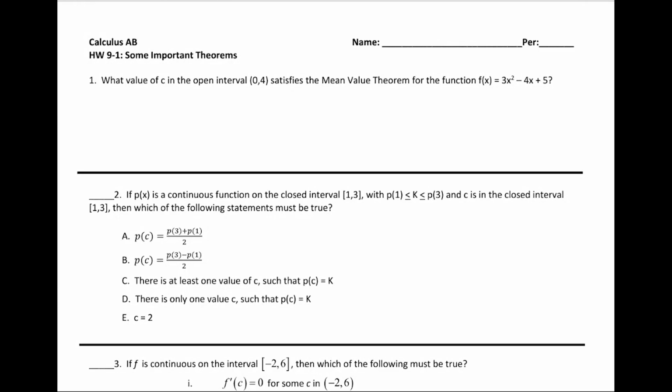So the first page of this homework is going to cover those theorems, and then because we're towards the end of the year here and the AP test is coming up pretty soon, the second page is just going to be some sort of random practice getting ready for that test.